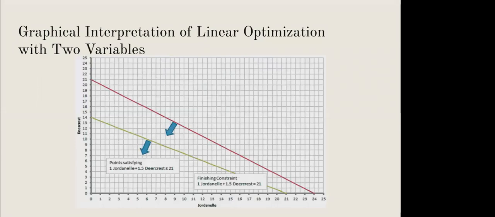The green line represents the feasible values for the labor constraints of the finishing department. All points on or below this line allow for 1 hour of labor per unit of Jordanelle skis and 1.5 hours per unit of Deercrest skis. Note that all values which fit the finishing constraint also satisfy the fabrication constraint.